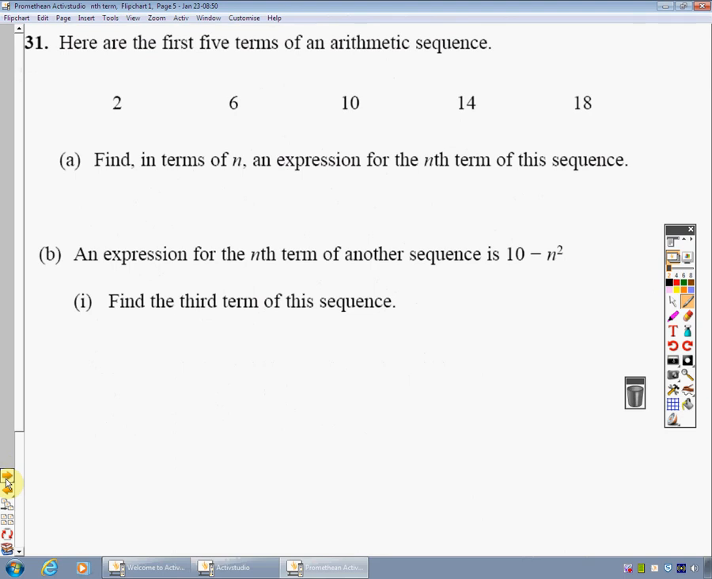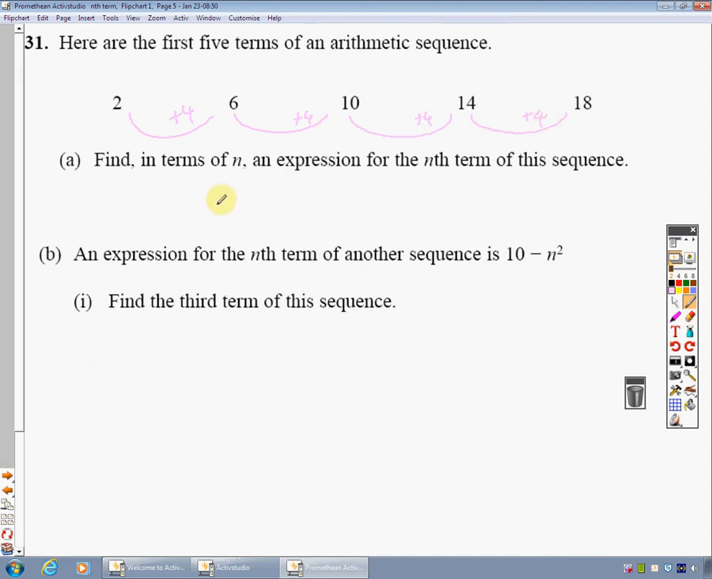Okay, again, here are the first 5 terms of an arithmetic sequence. Don't let the arithmetic fool you, just see the number pattern for what it is. It's written out for you here. Don't get fooled by the complicated language there. Work out what it's going up in. That's add 4, that's add 4, that's add 4, and add 4 again. So it's going up in 4, so it's related to the 4 times table, so it's 4n.